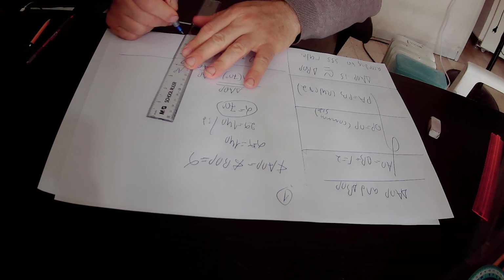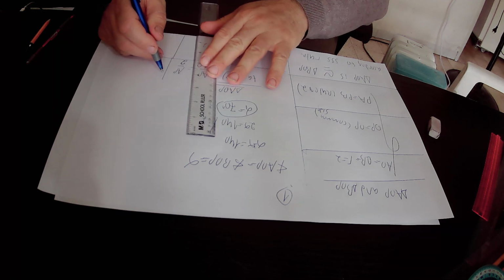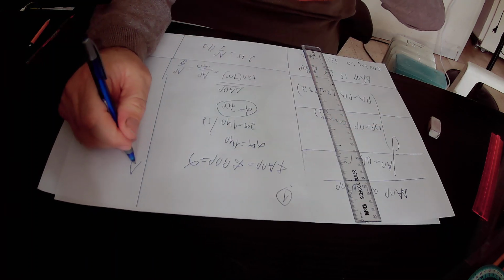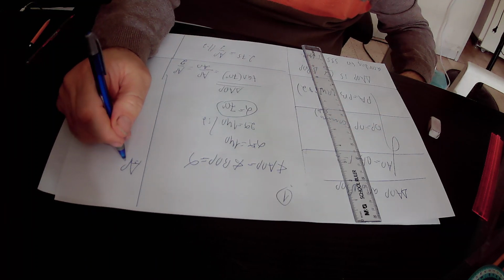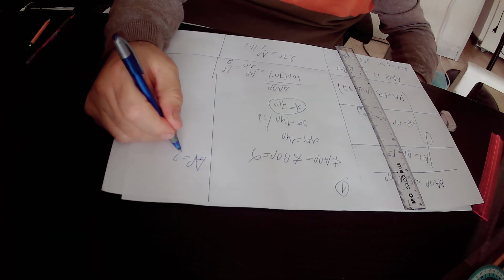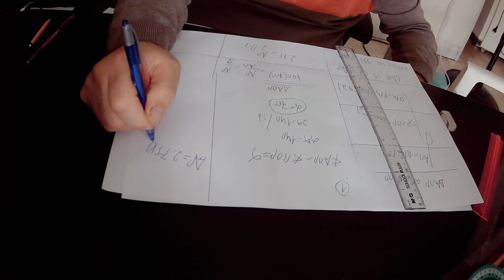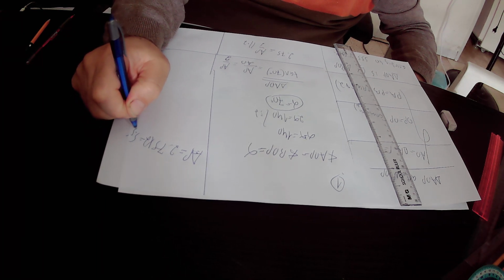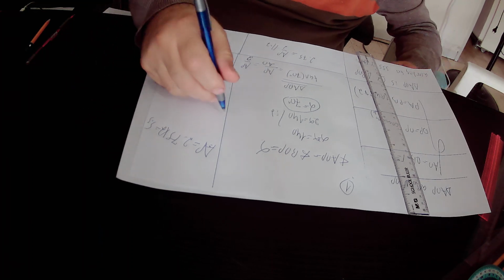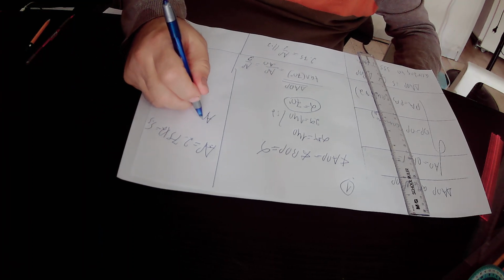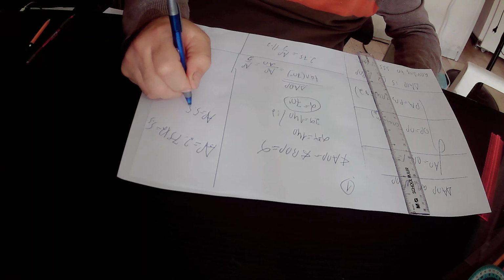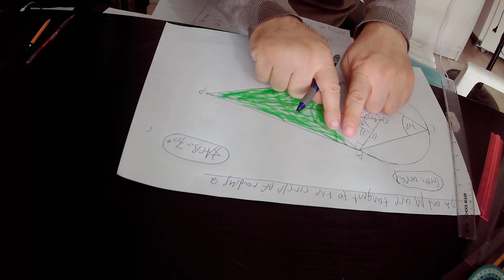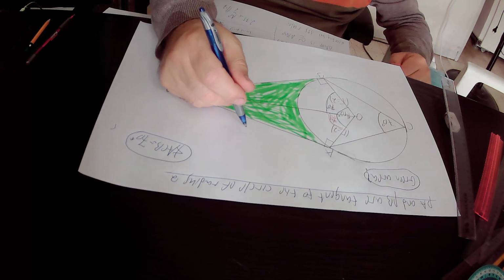the missing side AP is equal to 2.75 times 2, that is 5.5. We found out that the length of side AP is 5.5 units. This side AP equals 5.5 units in its length.